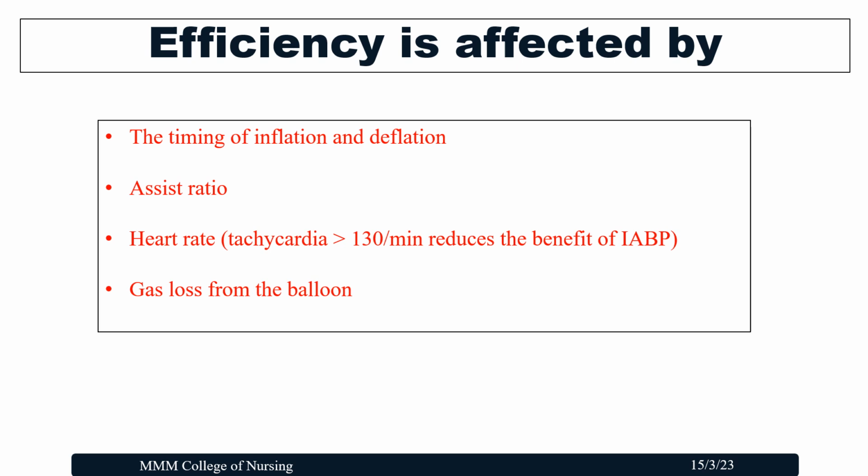The efficiency of the IABP machine can be affected by certain factors, which include the timing of inflation and deflation, the assist ratio, whether we have kept 1:2 or 1:4 or 1:8, and the heart rate. If the patient has tachycardia of more than 130 per minute, it reduces the benefit of IABP. Gas loss from the balloon is another factor. These are some of the factors which can affect the efficiency of IABP.